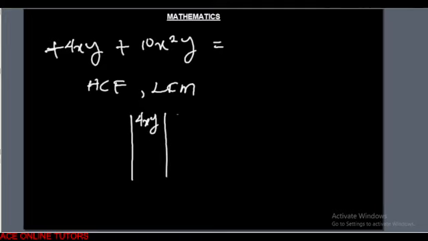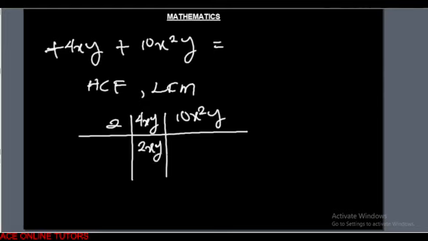You write your 4xy, then you write your 10x square y. Then you look for something that can divide this and can divide this. So you have 2, then you divide. How many 2 can we find in 4? That is 2. You still have your xy. How many 2 can we find in 10? That is 5. You still have your x square y.